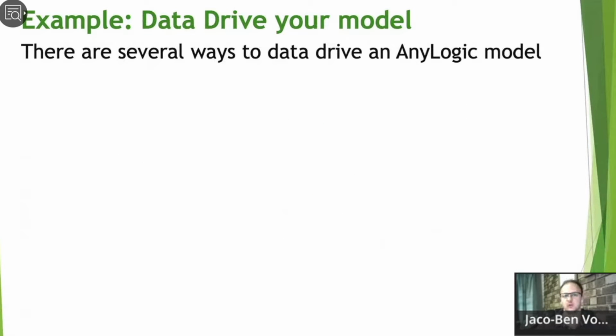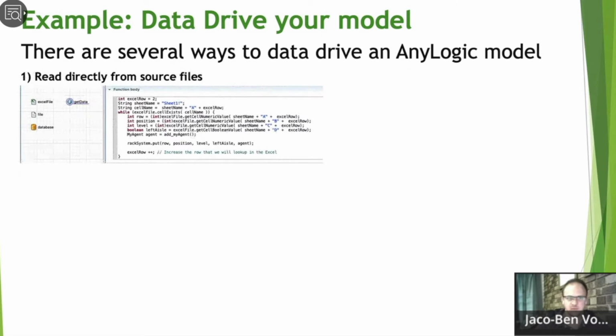Okay, so now we're going to talk about data driving a model, and this is the key first part in building your model. There are several ways to data drive your model in AnyLogic. We're going to look at two of them now. The first one is that you read directly from your source files, right? So in AnyLogic, there's a nice set of objects. There's the Excel file, there's the file object, and the database. So file can be anything, like a text file, which is CSV, tab separated, whatever delimited file you want. It can be XML, etc.